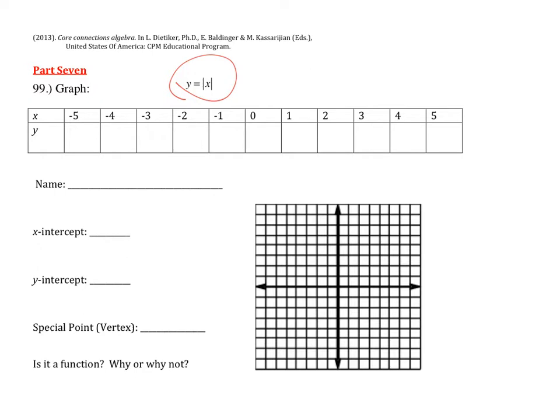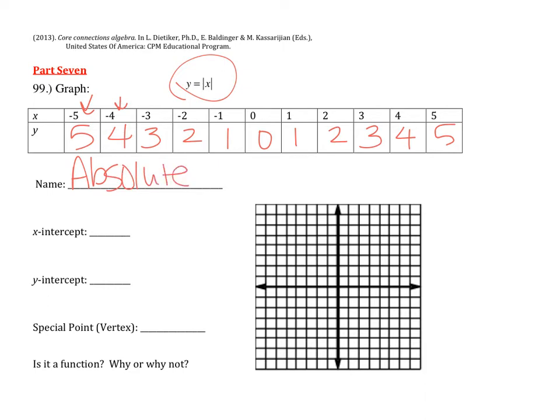So if we start by plugging in some of our x values, absolute value of -5 is going to be 5. Absolute value of -4, that's 4 spaces away from 0. -3 is going to be positive 3. -2 is 2. Absolute value of -1 is 1. 0 is 0. Absolute value of 1 is 1 space away from 0. And then you can kind of see that there's a pattern going on here. So this is called absolute value. And we are going to graph the points next.